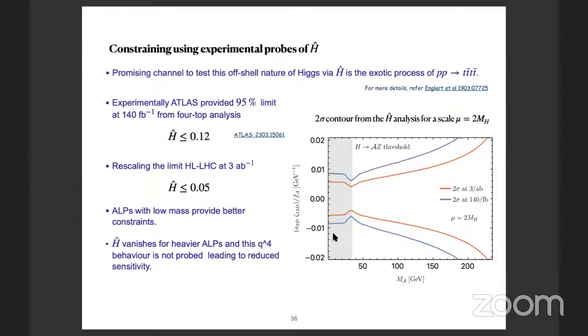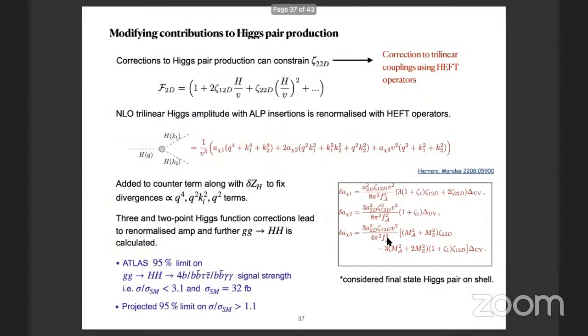So we have better bounds, whereas for the higher masses of the ALP, our H hat parameter actually vanishes. Combining this 2-point function with the triple Higgs coupling, we can find the corrections to the Higgs pair production. This can also open the doors for finding bounds on the higher terms in the flare function. Till now, we focused on zeta 1 2D.